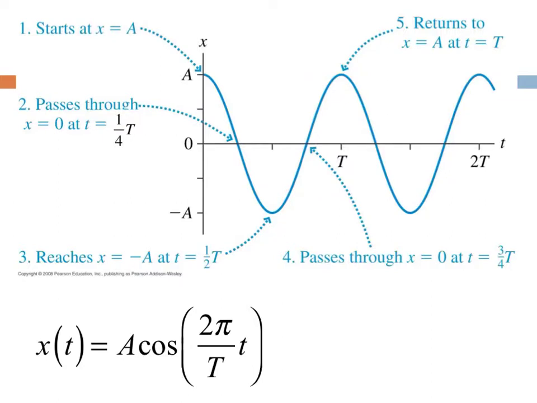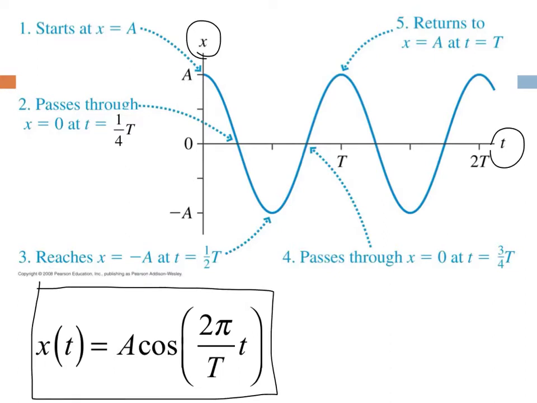If you look at this graph, this is a position versus time graph. So our function x(t) is equal to A cosine(2π/T times t) is our position function with respect to time. Now, if you look at the inside of this cosine function, capital T is the period of this graph. Lowercase t is going to be the specific times that you want to look at. A is your amplitude, and again, x is your position.